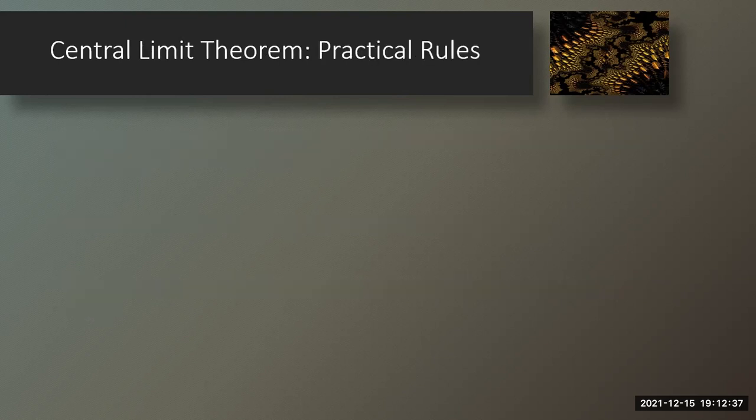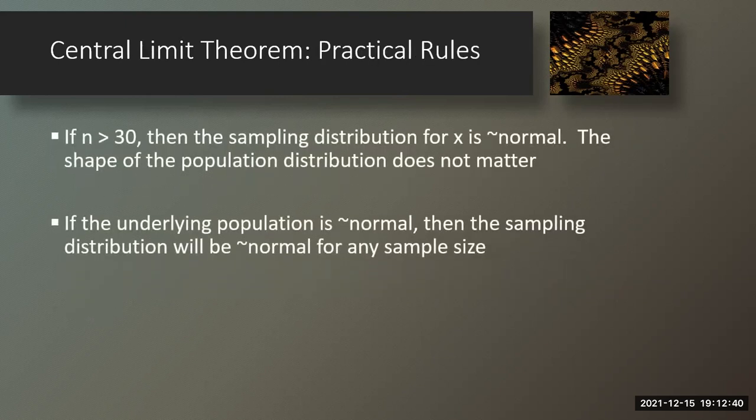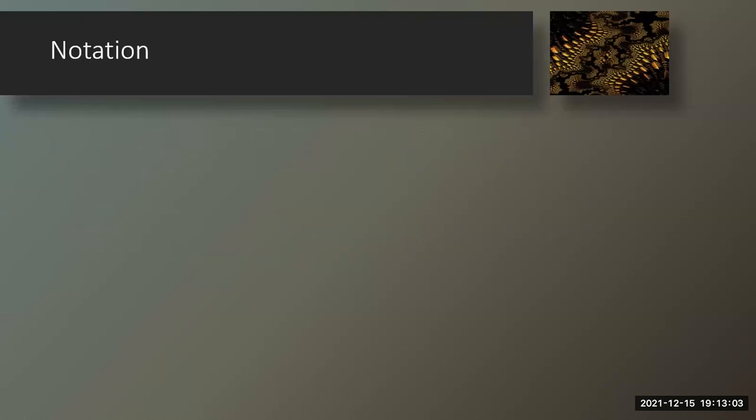And there was a bit of an issue. If n is greater than 30, then the sampling distribution is normal, and you get to use the formulas and the theorem straight away. If the underlying population is normal, then the sampling distribution will be normal for any size. If your sample size is 30 or less, you really cannot use this theory at all without knowing something about the population distribution.